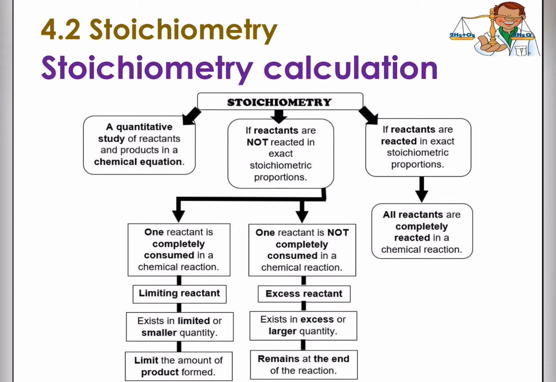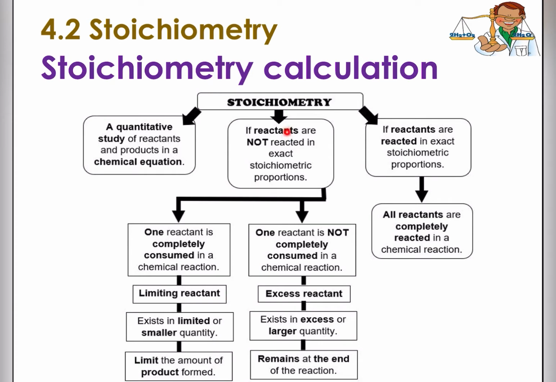This is an illustration of how the stoichiometry works. So first thing first, you've known that this is the definition for the stoichiometry. A quantitative study of reactants and products in a chemical equation. So maknanya kita akan relate both of them all together to find a final answer.